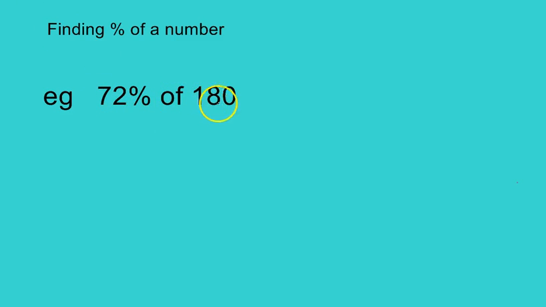72% of 180. If you watched the previous video, you will know that 72% can be changed easily into a decimal, and that's what you're going to do straight away. You're going to change 72% into a decimal. Then, at the same time, you're going to change the word "of" into a multiplication sign. Whenever you see "of", it means times. The 180 you're not going to do anything with.